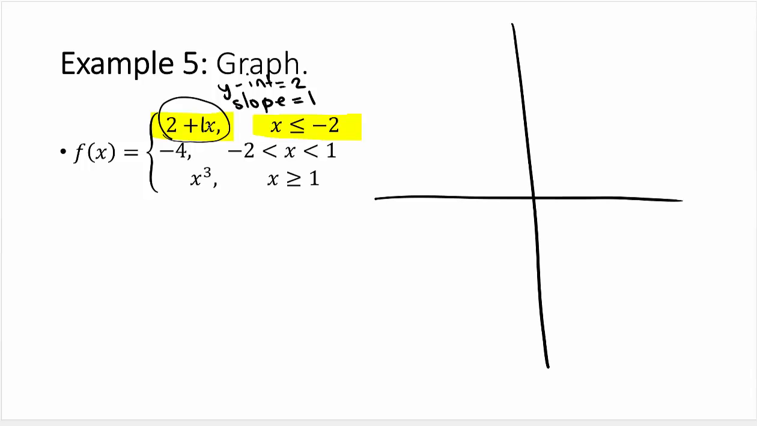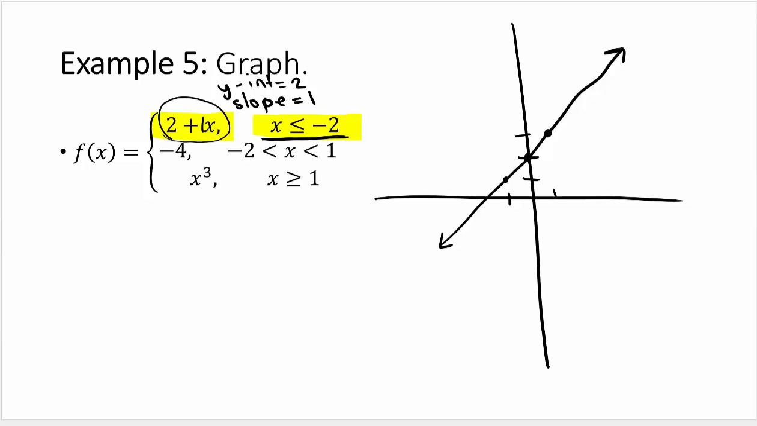So if I just graph this function and forgot about this limit on my domain for a little bit, I know again my y-intercept is 2, my slope is 1, so I would go up 1 over 1, or down 1 over 1, that's another point on my graph, and I could just connect the dots, right? This would be the graph of 2 plus x over the entire domain. The next thing I need to consider then is that this is only good when x is less than or equal to -2.